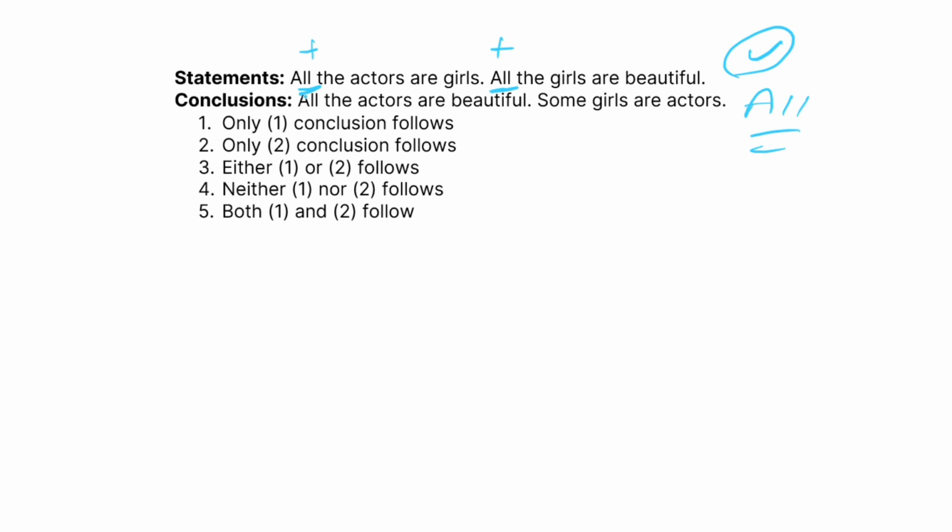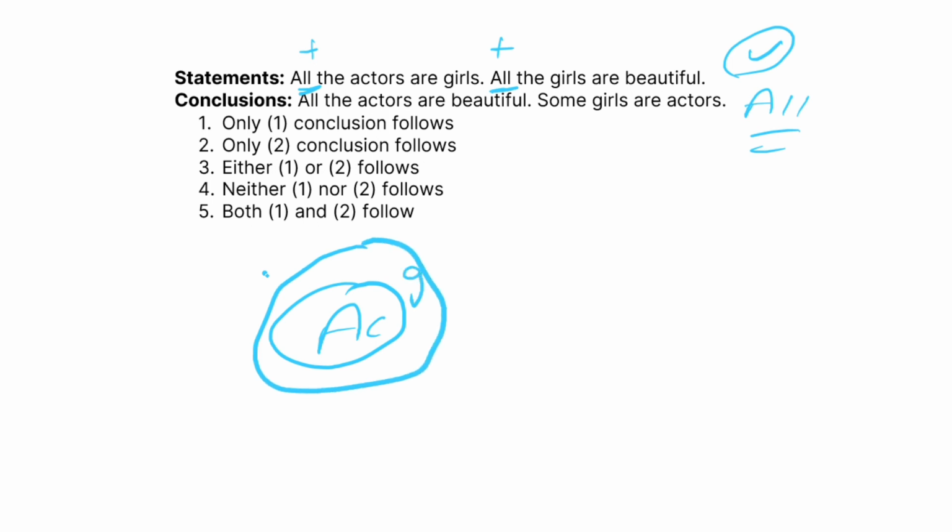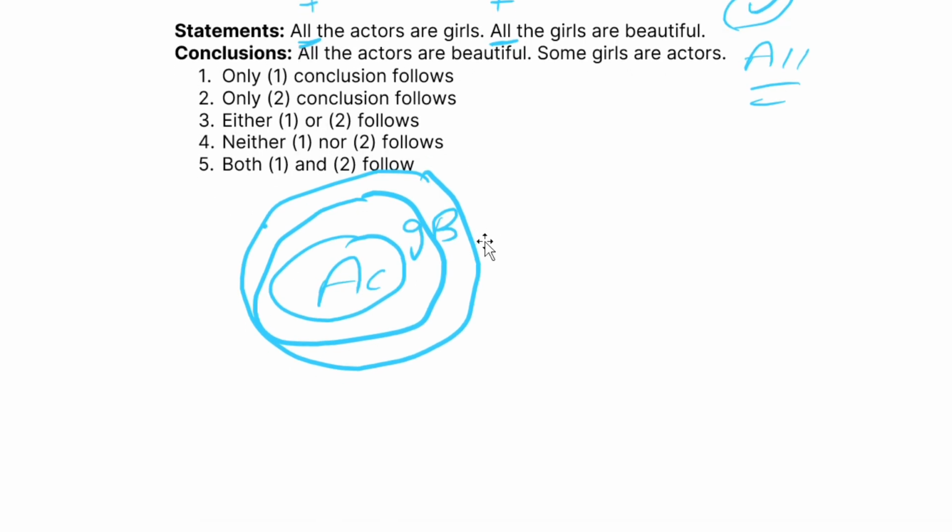Okay, so let's see the question. All the actors are girls, all girls are beautiful. So let's see the conclusions. All actors are beautiful. Yes, it's correct. Some girls are actors. Yes, correct. So both follow like that.